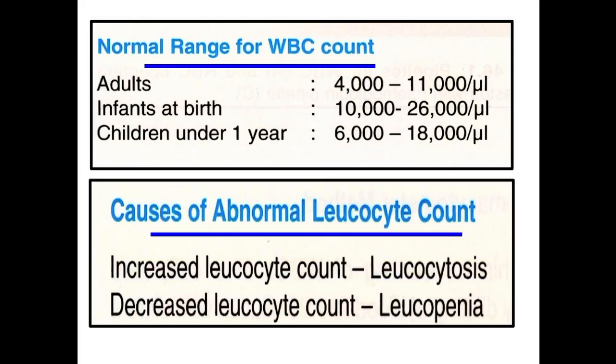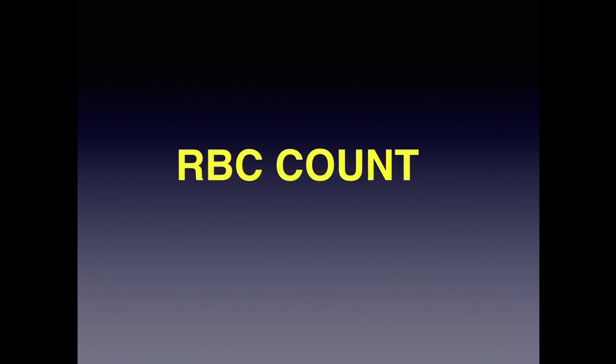Now, causes of abnormal leukocyte count. When there is an increased leukocyte count, we term it leukocytosis, which is seen in severe bacterial infections and in certain malignant conditions like leukemias. Whereas a decreased leukocyte count, known as leukopenia, can be seen in aplastic anemias, pancytopenia and typhoid fever.